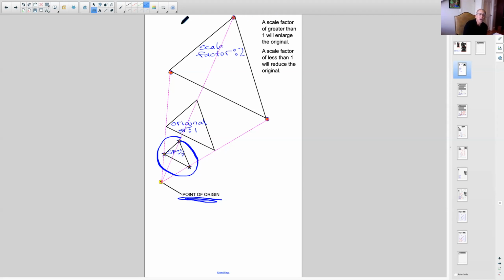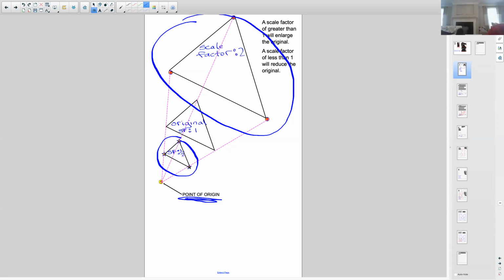But look at the scale factor of 2. Did that shrink or did that get bigger? Bigger. That got bigger. So that got even bigger.